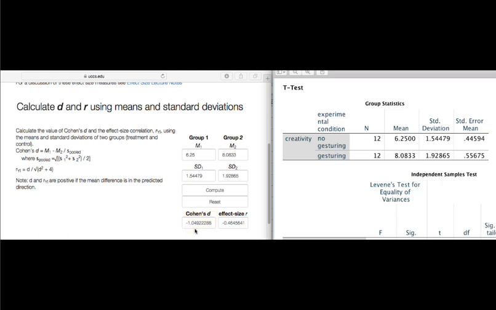The reason it's negative is based on how our data were coded. If we had entered the means differently, so if we had called 6.25 the mean for group 2 instead of group 1, we would have gotten a positive instead of a negative number. You can also calculate a point biserial correlation this way, although remember you'll need to square this number in order to get the proportion of variance accounted for.